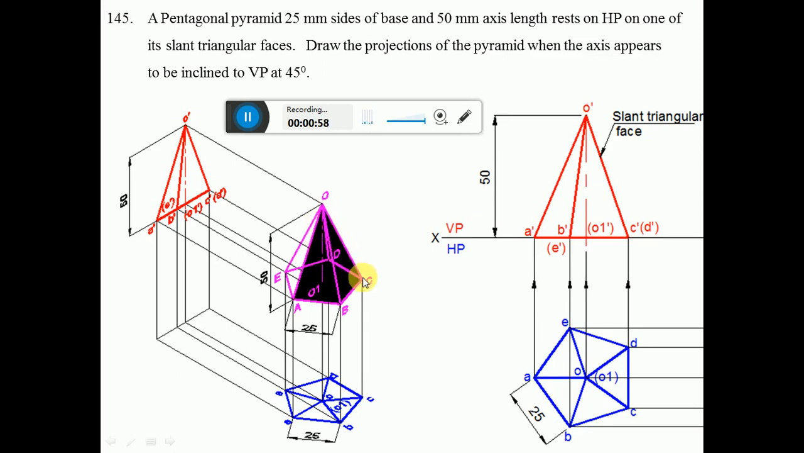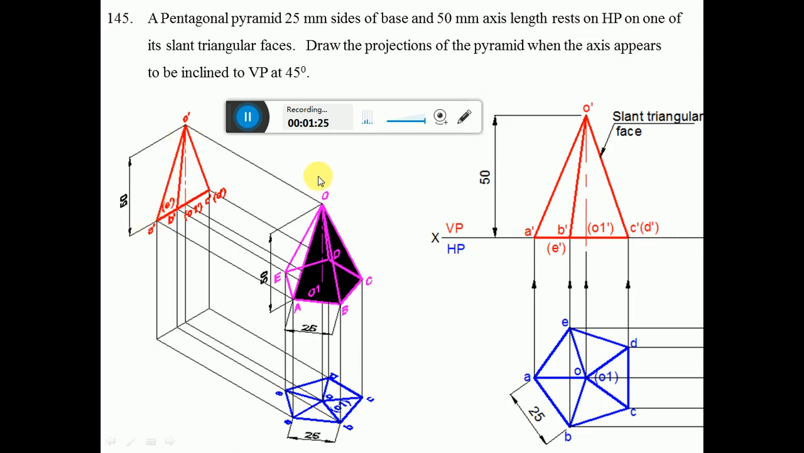You can see that CD is the edge which is perpendicular to VP, wherein OCD is a triangular face which will be perpendicular to VP. When you look from the front view, you will get a line in the vertical plane which is O dash, C dash, D dash. So this side is a slant triangular face and this side is a slant edge. You can see O dash, A dash is an edge. So it becomes the slant edge.